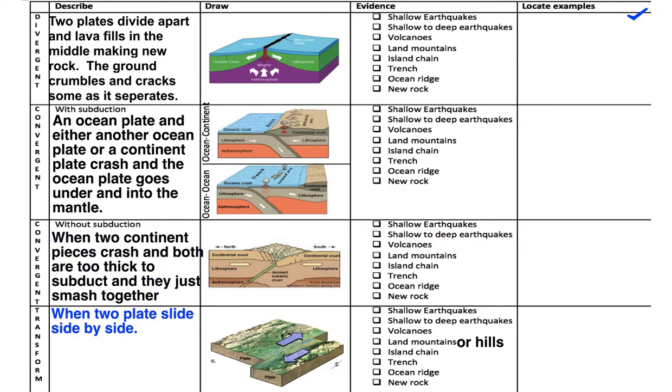The next type of boundary is the most difficult to find in the maps. This one is called transform. Another science name for it is also strike slip. So here it says when two plates slide side by side. So you can see that in the picture here. That's going to be the side edges of the plates as they move, kind of just grinding and sliding beside each other.